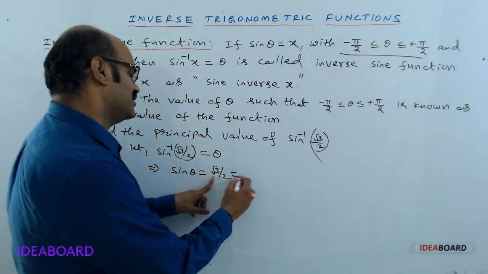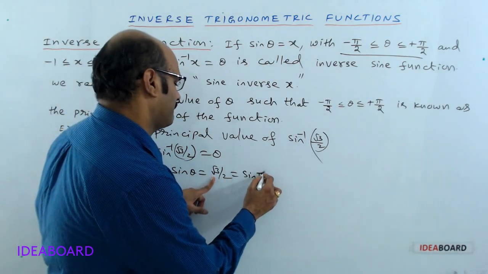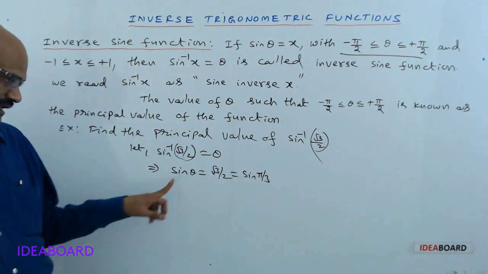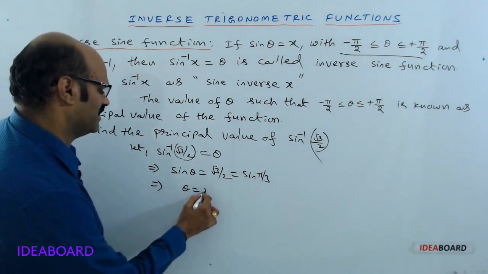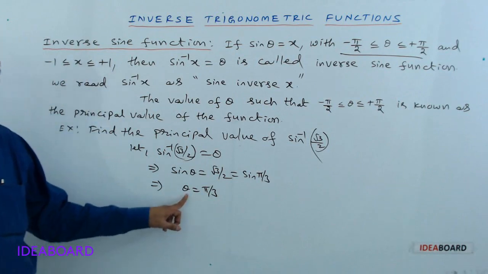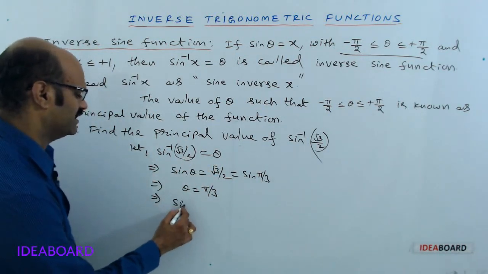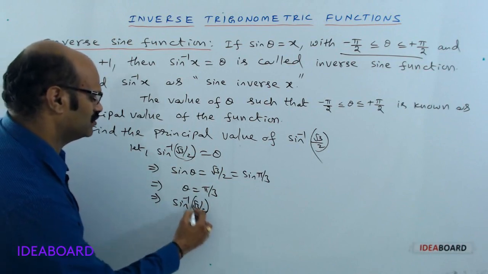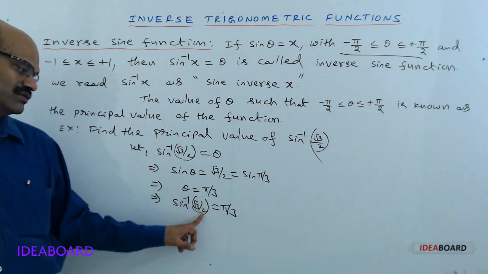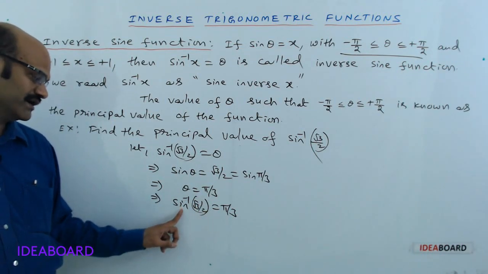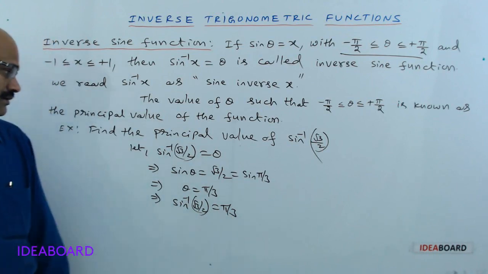Now root 3 by 2 in terms of sin, we have sin 60. Therefore, here we have theta equal to pi by 3. But here theta equals sin inverse of root 3 by 2. So sin inverse of root 3 by 2 equals pi by 3. We know that sin 60 equals root 3 by 2, so directly we can write sin inverse of root 3 by 2 equals 60 degrees.